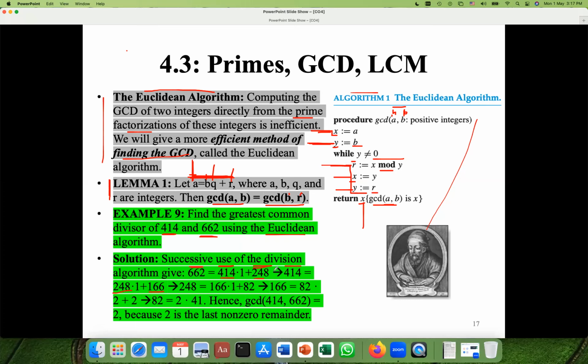Now in this step, this is my x and this is my y for the next step. You have to divide 248 by 166. So 248 is equal to 166 multiplied by 1, and the remainder is 82. This is my x now, and this is my y for the next step. So 166 is equal to 82 multiplied by 2, and the remainder is 2.